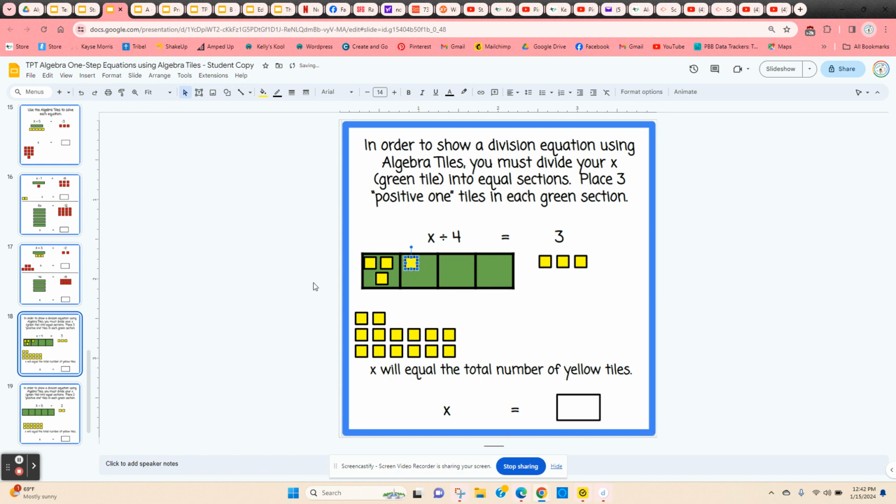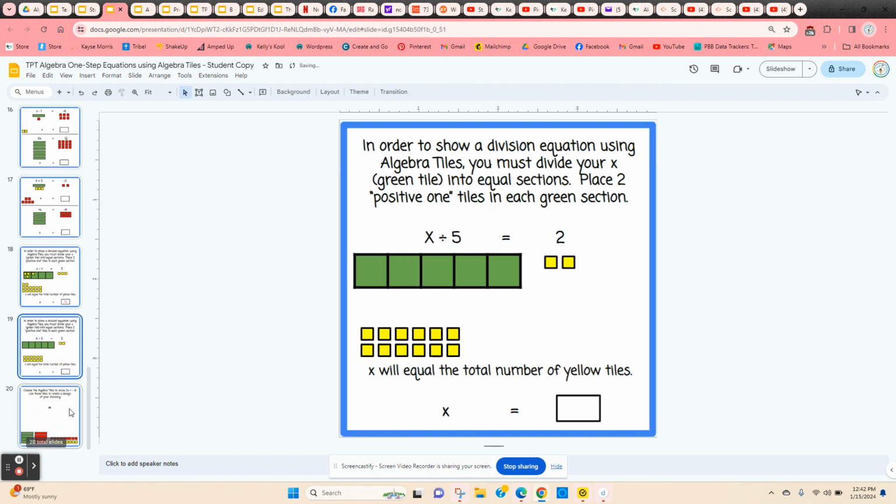And they're going to count all of the yellow tiles to get their answer. So x is going to equal 12 yellow tiles. And they've got a few more to practice.